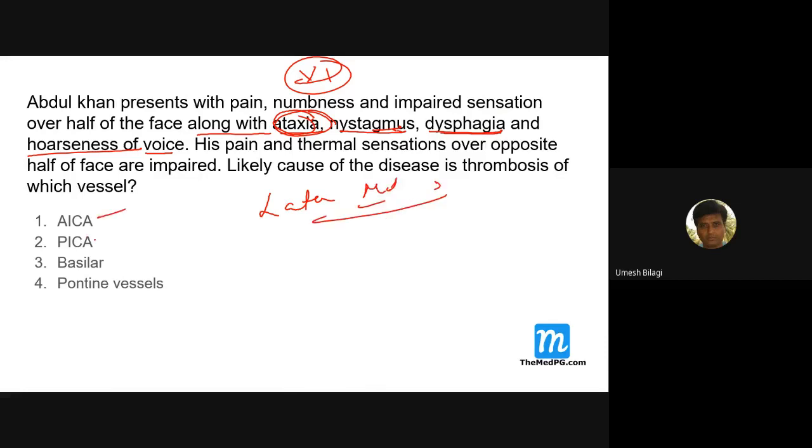So the choices are ICA, PICA, basilar, and pontine. He has given only these choices. There is no vertebral choice here. So the answer would be PICA.